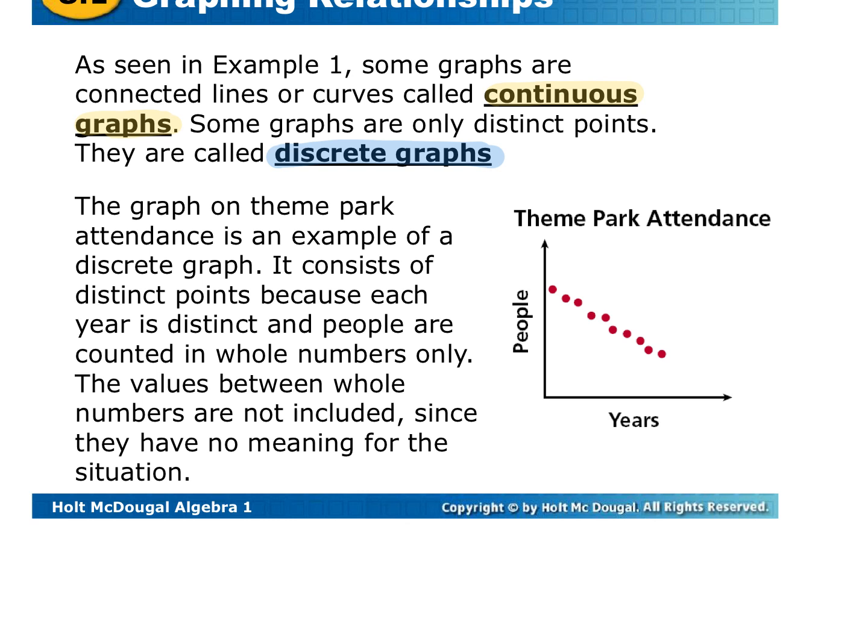Okay? Now, here, if you look at this example, this is an example of how a discrete graph could look. The graph on theme park attendance is an example of a discrete graph. It consists of distinct points because each year is distinct and people are counted in whole numbers. Okay? So when you look and talk about things being discrete, they typically end in whole numbers.